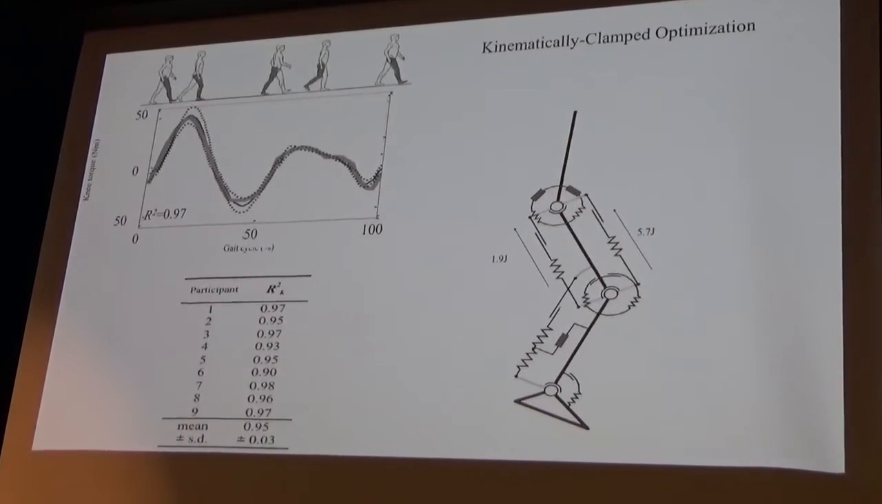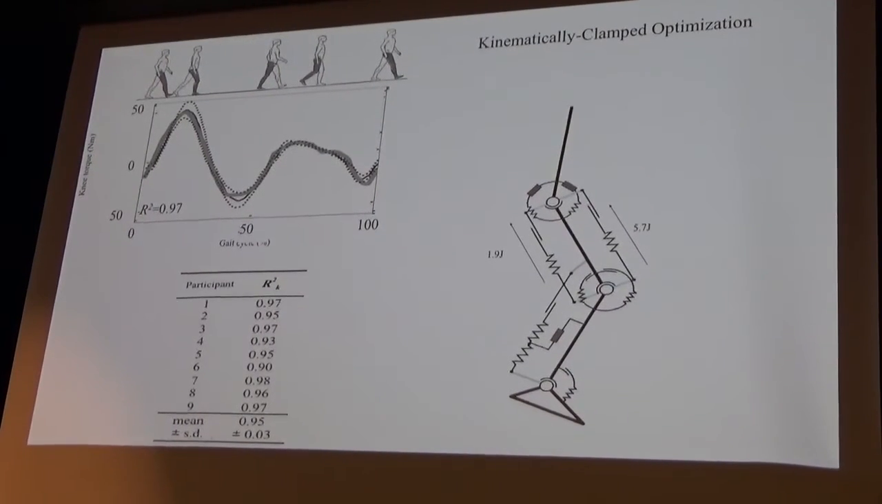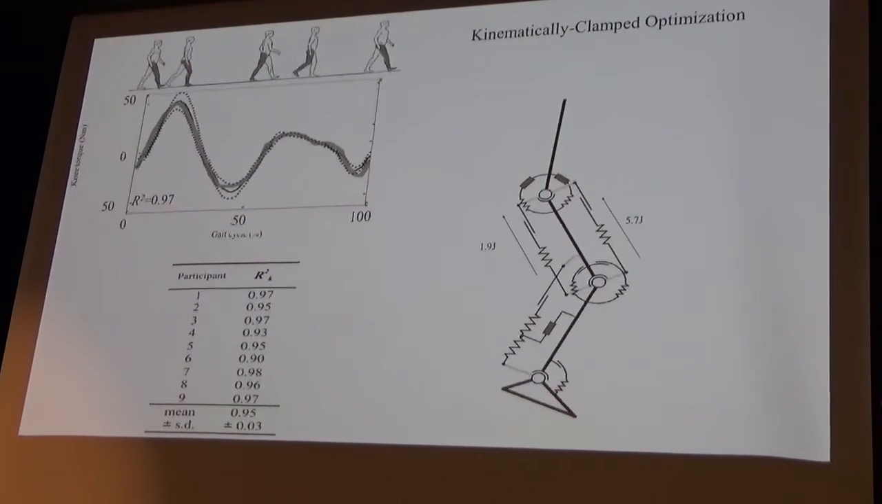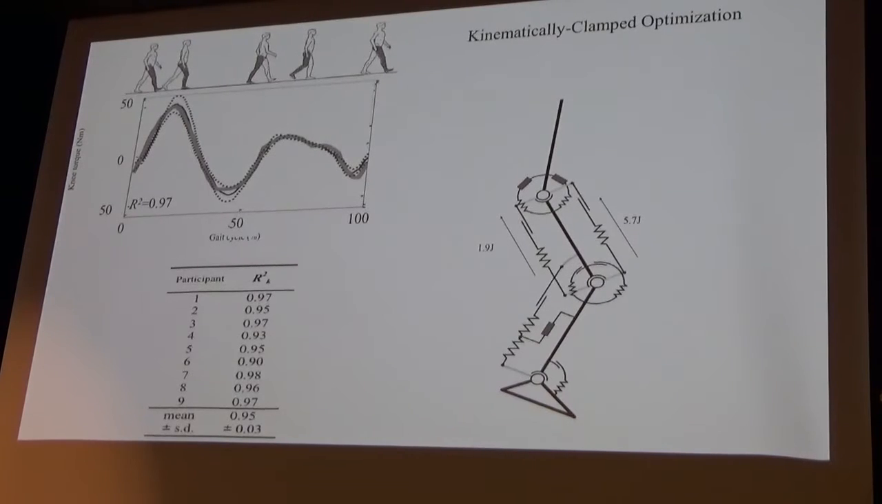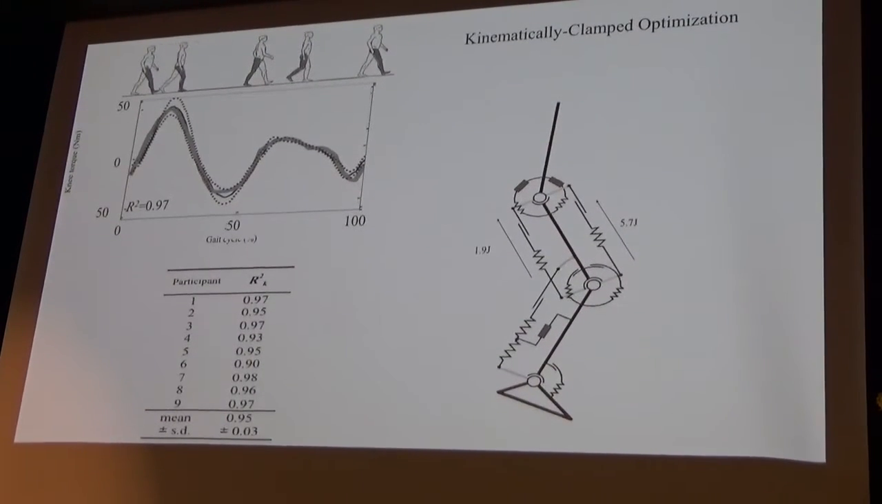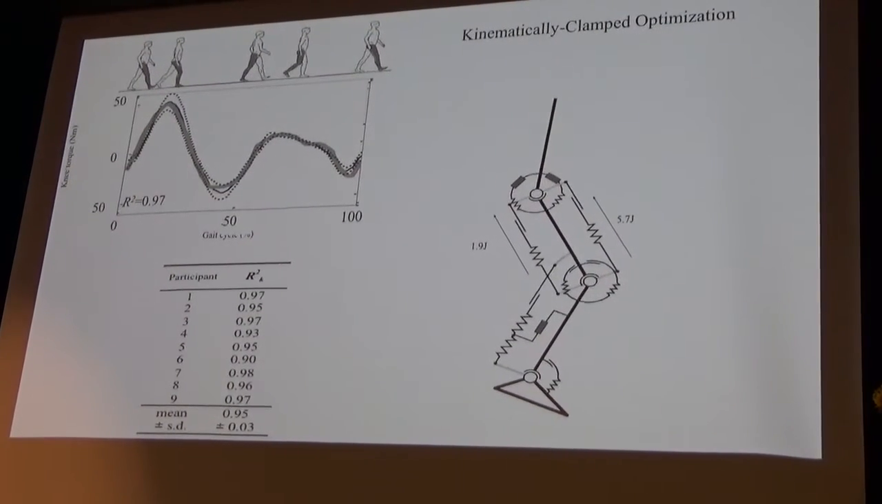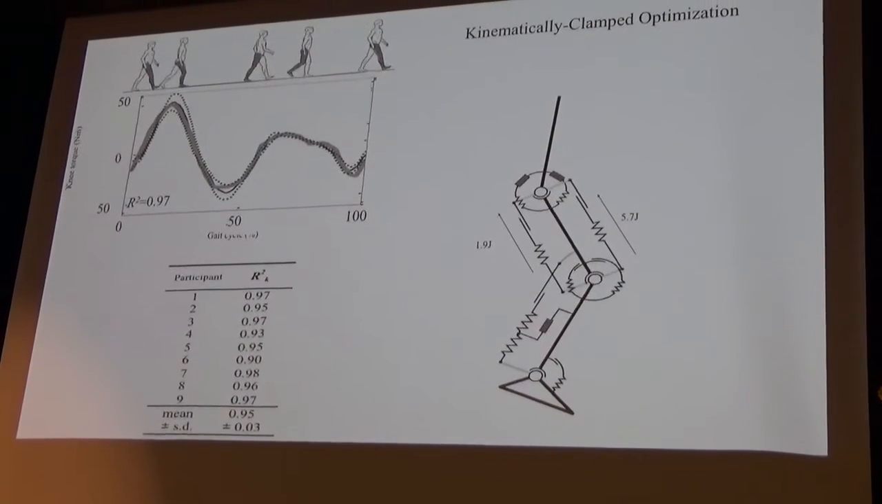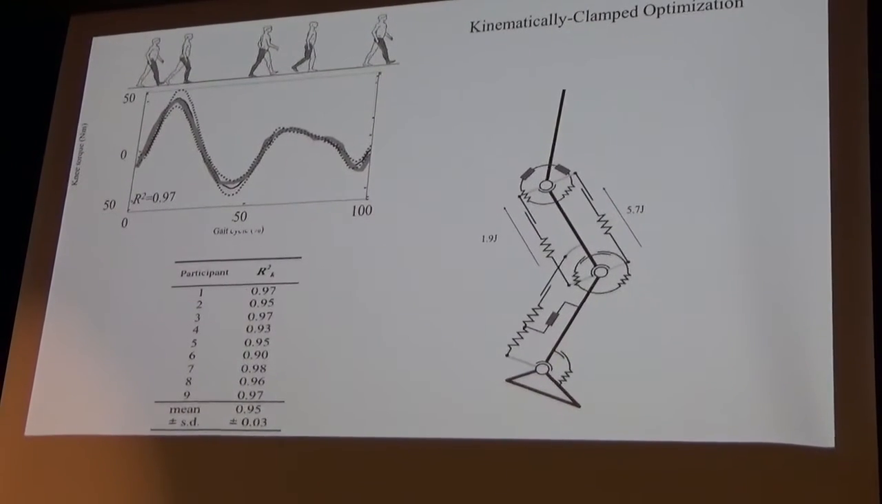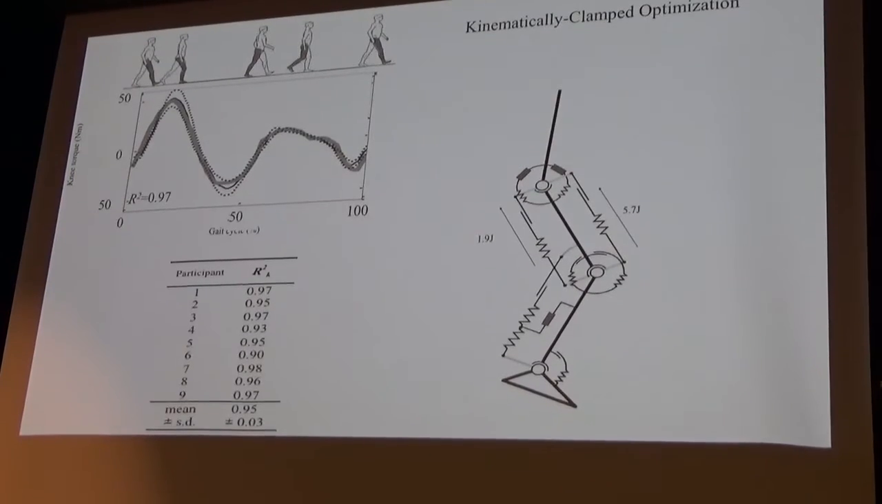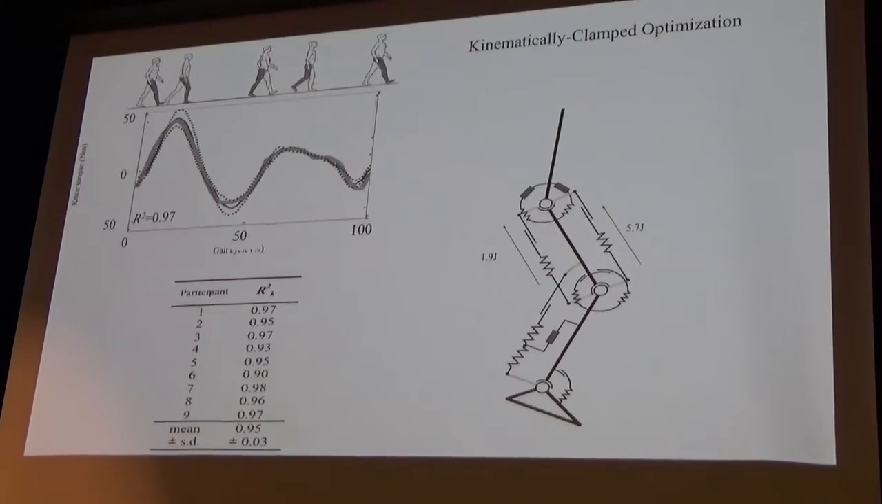If you do a clamped optimization, where you have the hip, knee, and ankle move via kinematic data measured from a human, and various stiffnesses and isometric force generation times, you can in fact at the knee track very well what a human knee does in torque across the gait cycle.